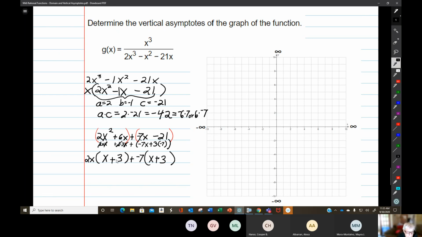Now x plus 3 becomes the GCF, so I write it x plus 3. And then I write the leftovers, which are 2x plus negative 7, which is 2x minus 7. Meanwhile, I've been leaving out the equals 0. I can't do that, because up here we have a factor of x, and then we have a factor of 2x squared minus 1x minus 21.